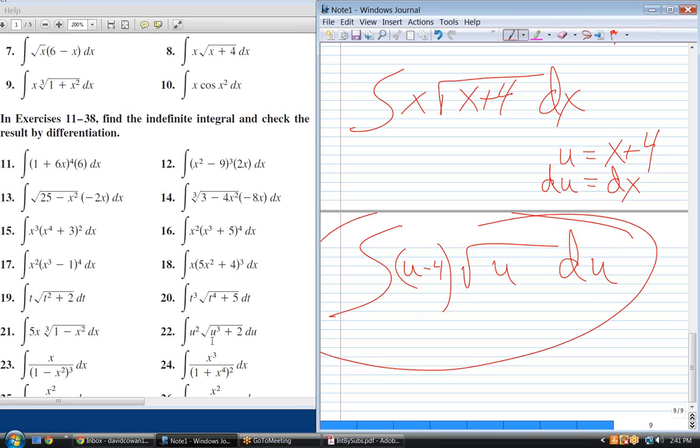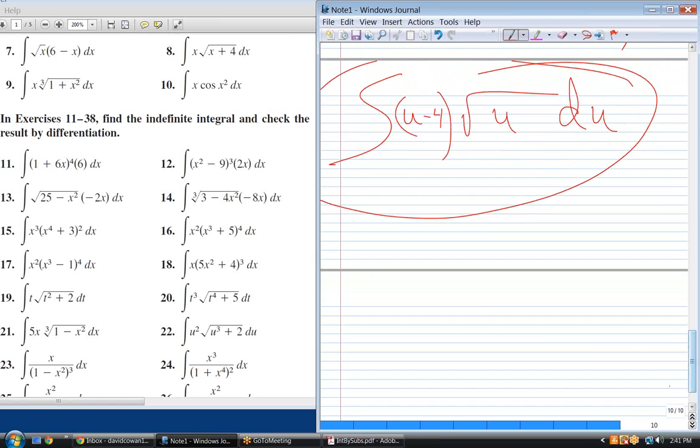I can do this by distributing. So it's just a matter of rewriting it. In other words, this is u to the 1/2. Well, u to the 1/2 times u is u to the 3/2 minus 4u to the 1/2. So, in other words, I can now do with this what I could have done with number 7 without u substitution. On number 7, I don't really need u substitution. I can distribute and integrate that using the power rule, the reverse power rule. Number 8, I can't do that.